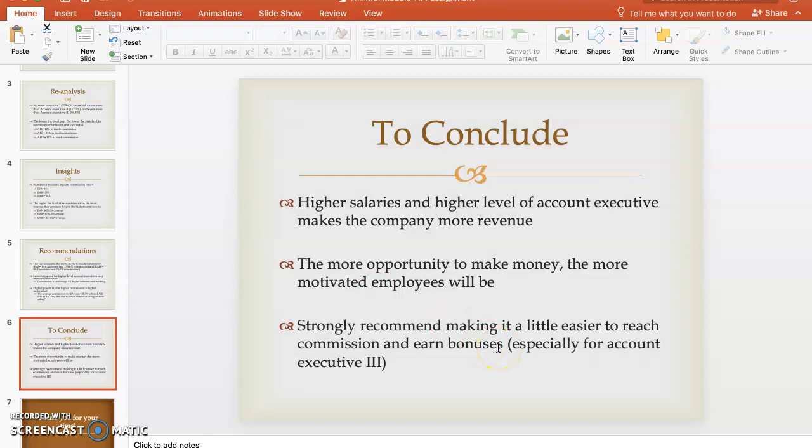In conclusion, the higher the salary, the higher level of account executives make the company more revenue. The more opportunity to make more money, the more motivated employees will be. I personally strongly recommend making it a little easier to reach commission and earn bonuses, especially for account executive 3, given the fact that they produce more revenue, and if you offer them the opportunity to make more money, they will make even more money for you than the extra you will be paying for them.